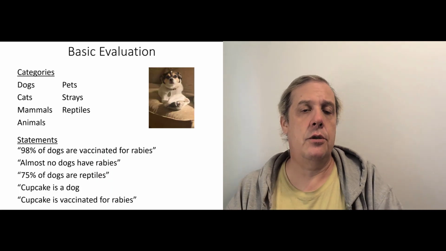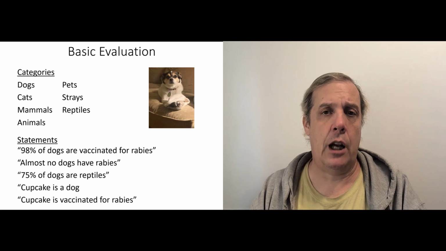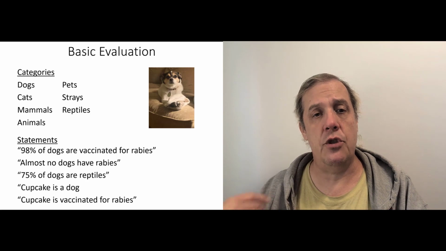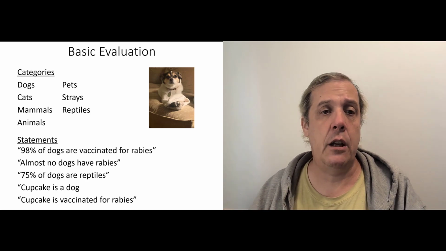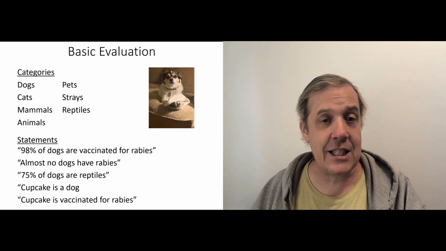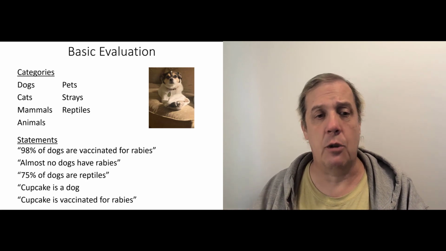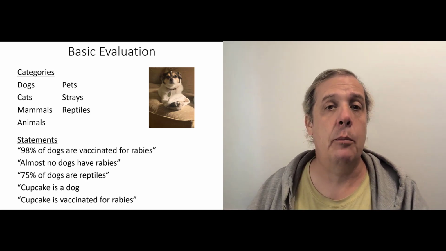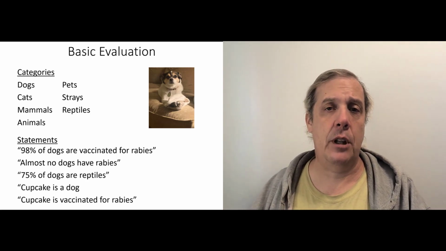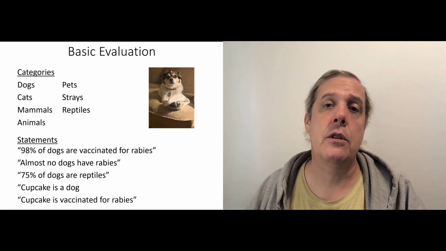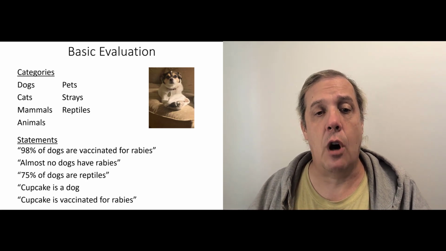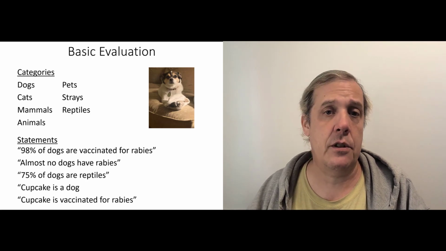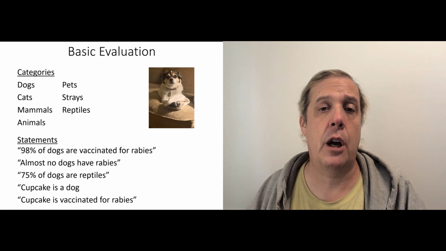And what I suggested you do is use simple categories that make it easy for you to generate examples. And so for me, I always just think about dogs and cats, and then some other terms around dogs and cats: mammals, animals, reptiles, pets, strays. And the idea is to generate sample examples of true statements. For instance, 98% of dogs are vaccinated for rabies. And false statements, like 75% of dogs are reptiles.